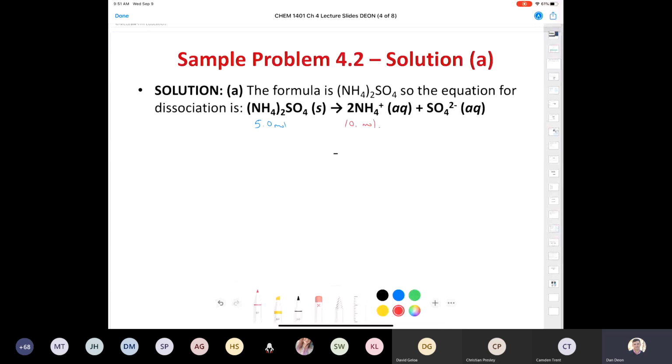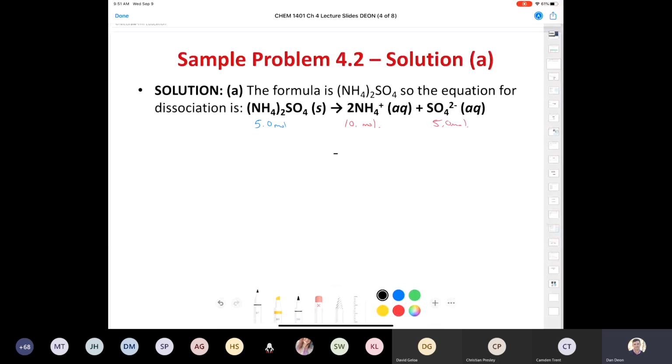Same rationale. Could anybody tell me how many moles of sulfate ions I'm going to end up with? 5. Exactly, right? Because the ratio is 1 to 1. So I'm going to end up with 5.0 moles. Now, if you need help on this, if you're unsure, watch carefully.